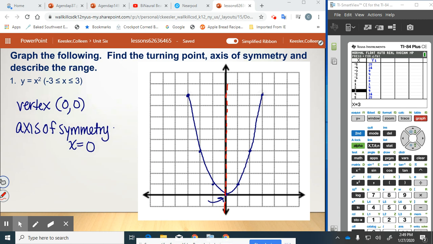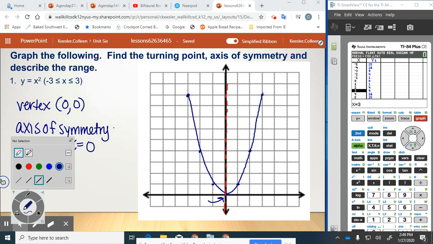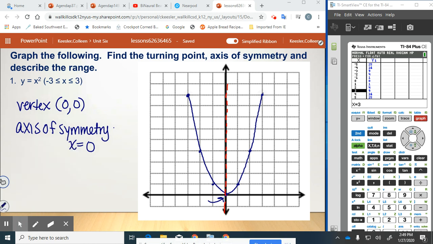And then last, we want to describe the range. Remember, range refers to the y values. So our range is going to be y is greater than or equal to 0. Now, if we're only going from point to point, we could say that it's between 0 and 9. But let's describe the range of the whole thing. If we had arrows and kept on going, it would continue to increase as well. So the range is everything greater than or equal to 0.